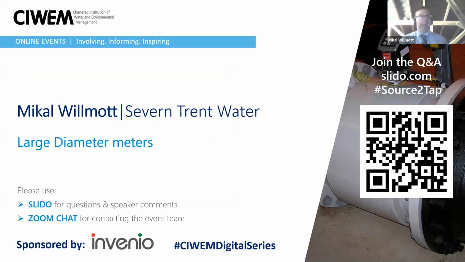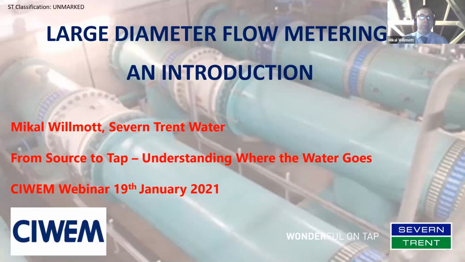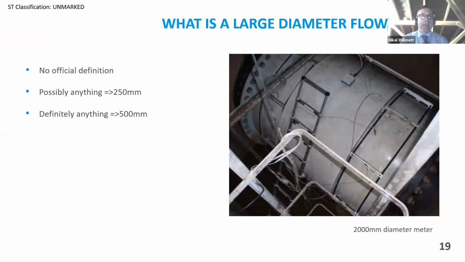Now, what is a large diameter meter? There's no official definition of what a large diameter meter is. Generally, people refer to it as something greater than 250 mils, or definitely something greater than 500 mils in diameter. And so that's 20 inches or larger in diameter. And so we've got a picture here of a large diameter meter in the UK. That's 2,000 mils in diameter.